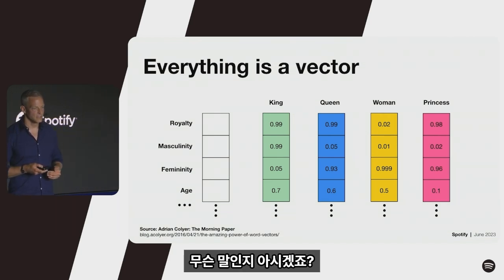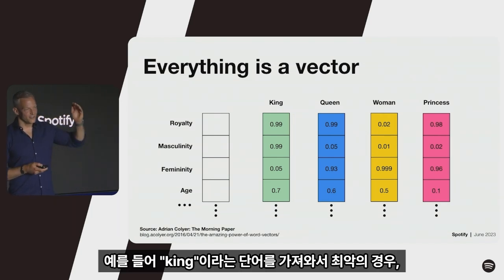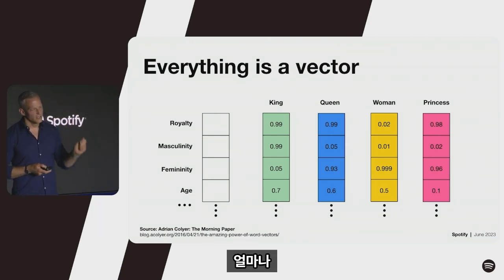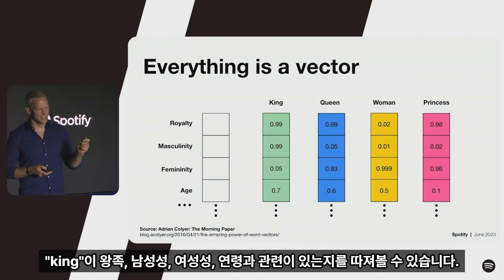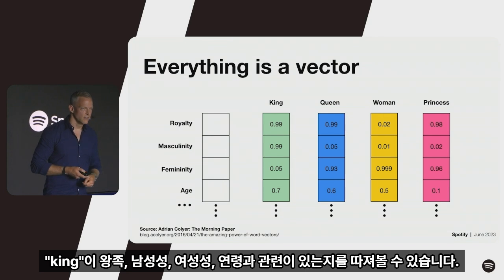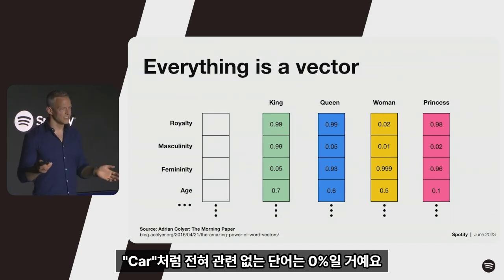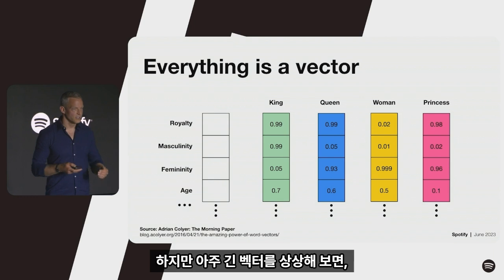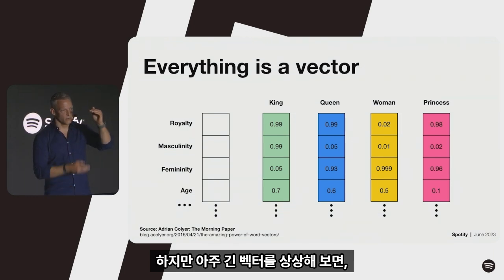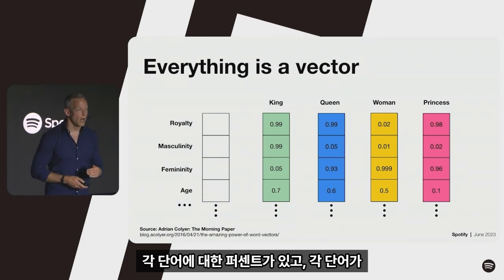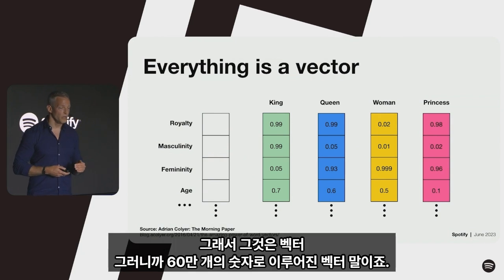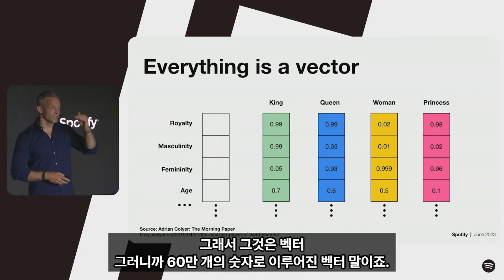Does that make sense? So you take the word king, and you take, in the worst case, these 600,000 words, and you try to put a percentage on how much is king royalty, masculinity, femininity, age, car, things that would be 0%. So most of these would actually be 0%. But you can imagine a very long vector. We have a percentage for how much of every word is in every other word. So it would be a vector that is 600,000 numbers.